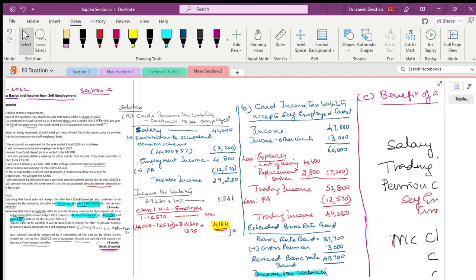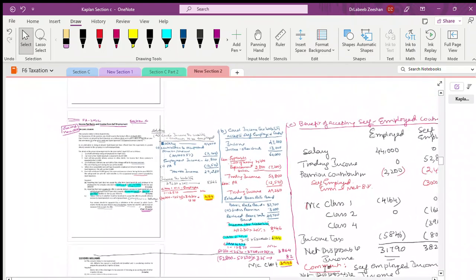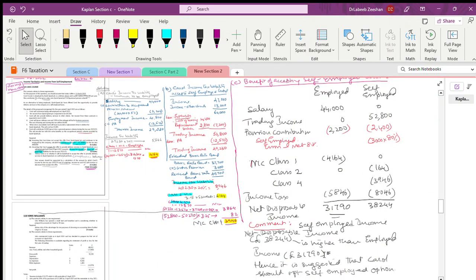Point number B, we have taken the self-employed income, deducted the expenses, and we got the trading income. Again, it is less than the threshold limit of 125,140. Personal allowance is applicable, and then it will be the trading income. We will take the basic rate band. When you have contributed, definitely the basic rate band will be revised. But based on the revised basic rate band, we have to calculate the tax. And you have the class 2 NIC and class 4 NIC. Then in the end, you have to make a comparison and say which option is better.